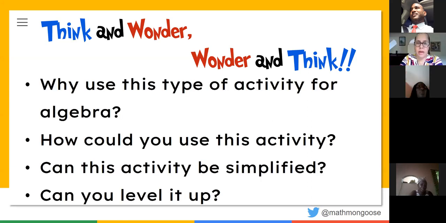Why use this type of activity for algebra? It looks like simple counting and number and addition and subtraction. Does anybody want to tell me why you would use this kind of activity for algebra? Is there anybody who wants to answer why? Is this type of activity of any use to teaching algebra? I don't know, Davion, if you can look at the raised hands and take some answers. Sure, I've allowed participants to unmute themselves. So if somebody wants to jump in and unmute and give an answer.